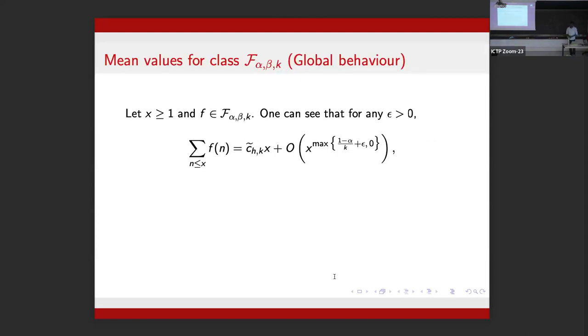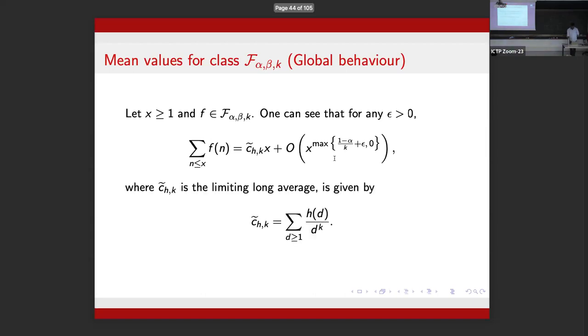So now for this class we look at what the mean value is. First of all, the mean value one can derive simply by using the Perron formula. It looks like some constant C tilde depending upon h and k, times x, plus some error. So this is the mean value, and what is this C_{h,k}? This is the limiting average of this value, a certain Dirichlet series.